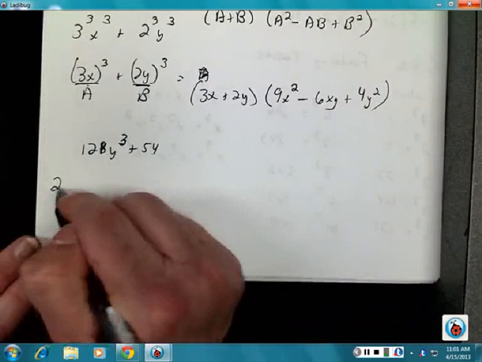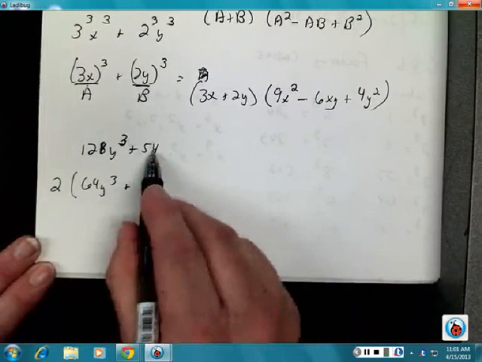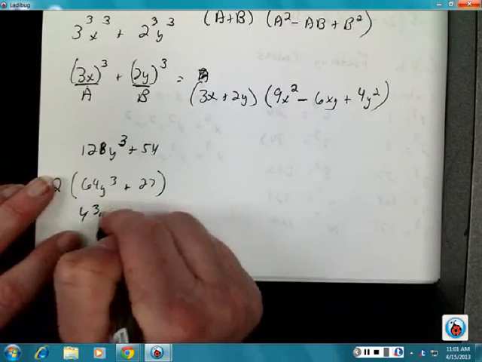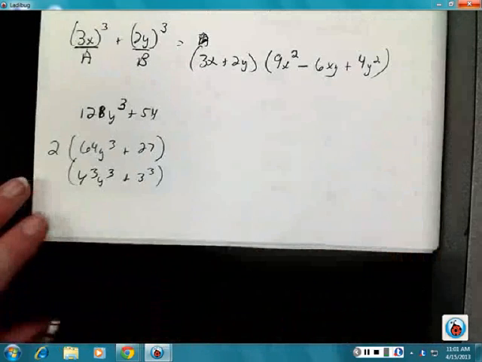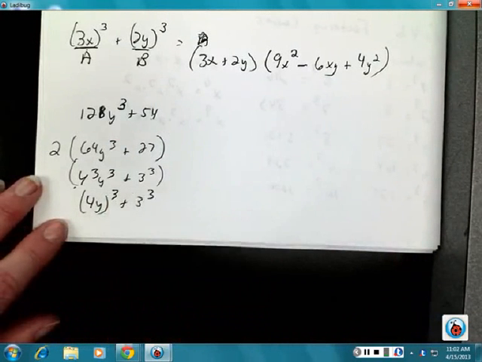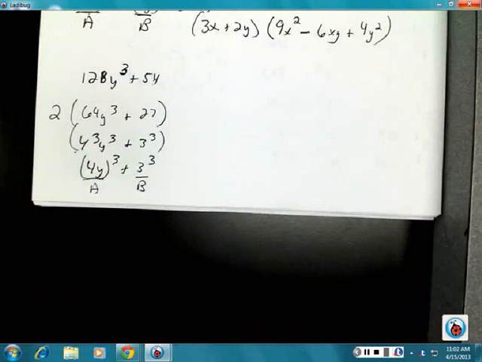Let's see what happens. If I take a 2 out of everybody, I get 64y cubed. 2 out of 54 is 27. So now do I have some perfect cube things going on? So now if I break 64, what's 64 as a perfect cube? 4 cubed. y cubed. What's 27? 3 cubed. We've been doing that one. So my base over here is 4y cubed plus 3 cubed. So this is A, and that's B. And don't forget my 2.